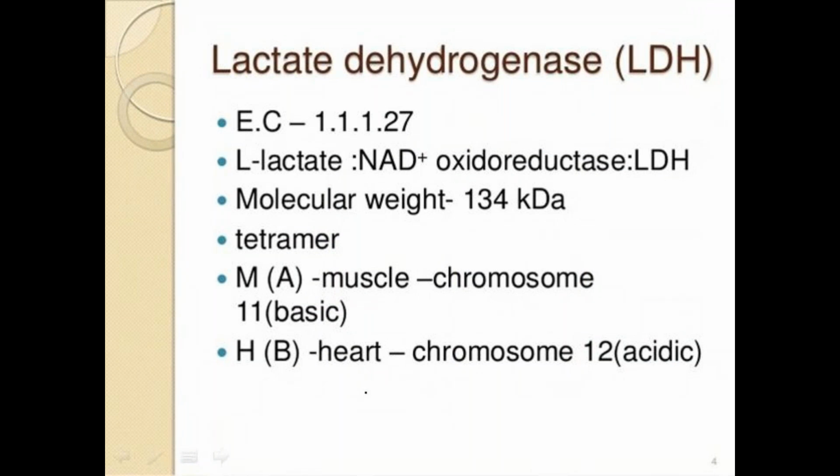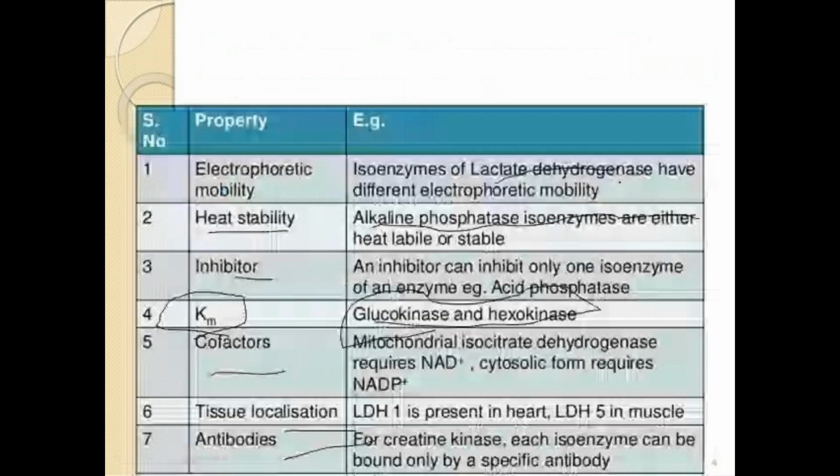And in this, first coming to the first example, that is lactate dehydrogenase, and this is the enzyme classification. Depending upon the nomenclature process, it is given in the form of enzyme classification 1.1.1.27. Okay, and what is the function of this enzyme? Dehydrogenase requires the cofactor NAD plus, and it is acting as the oxidoreductase.